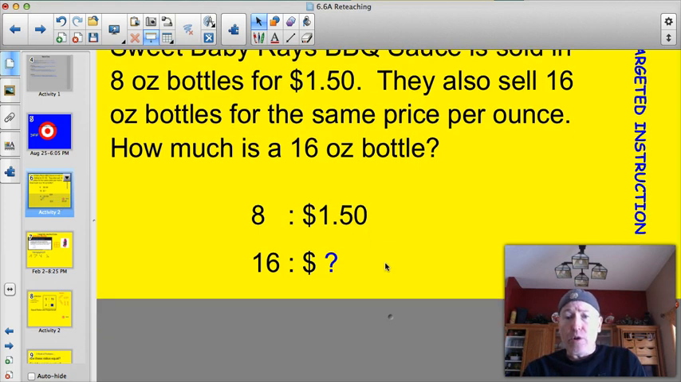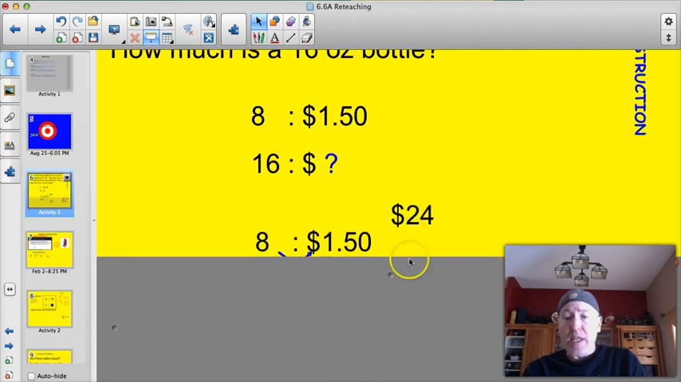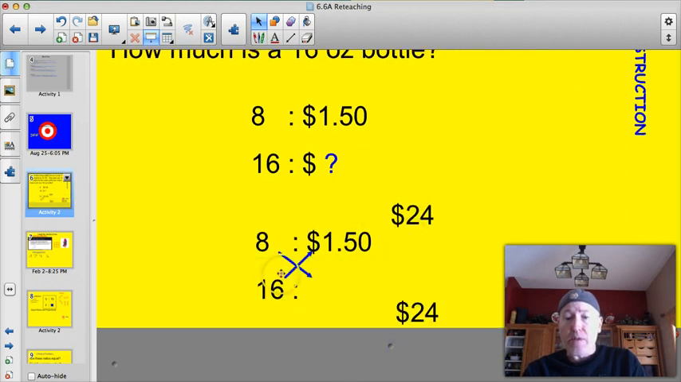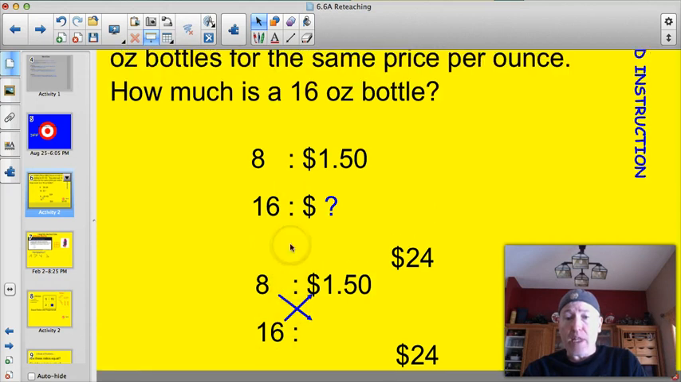Well, we've learned in earlier lessons that when you set up two ratios like this, the cross products will be equal. So what I did was I stacked my ratios, 8 to $1.50, 16 ounces to something, and I multiply this way. This way is $24. So 8 times this one is going to have to be $24. Well, the only way to make that happen is to slide 3 in there, because 24 divided by 8, of course, is 3.